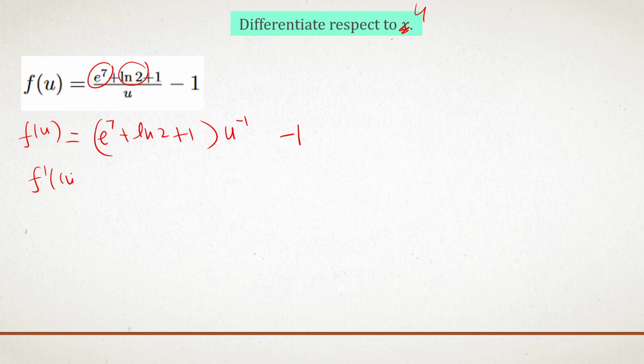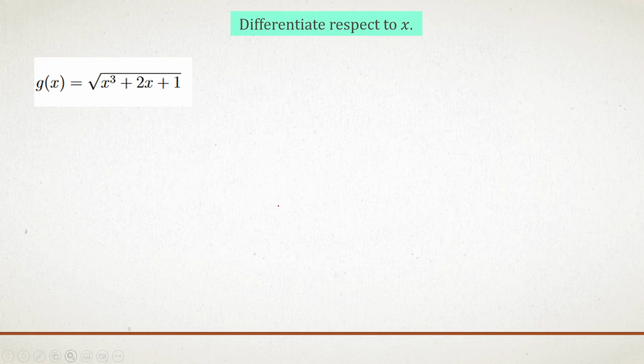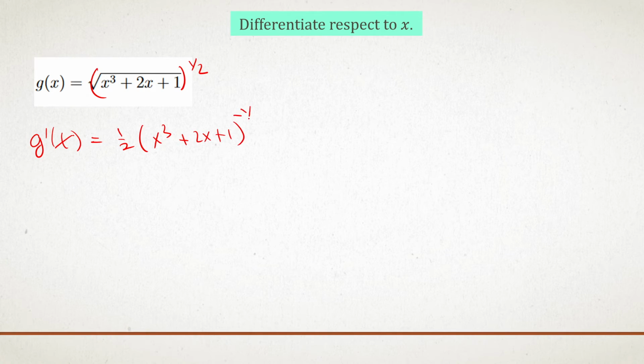So my f prime of u will become this one, copied back because this one is a coefficient. And then I have a minus u to the power of minus 2. Differentiating the constant is 0. So this one is your final answer. Okay, how about this question? Nothing much. We just change the square root to the power of 1 over 2. So g prime of x equals 1 over 2 times x cubed plus 2x plus 1, this one becomes negative half. Differentiate inside is 3x squared plus 2. So that's all.